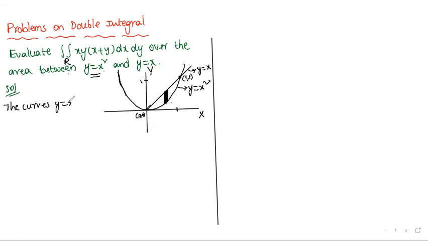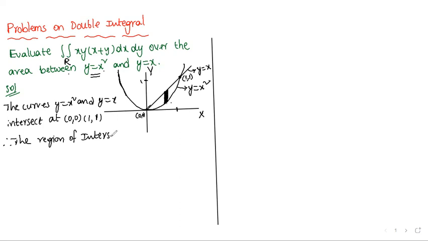Solution. The curves y is equal to x square and y is equal to x intersect at the points 0 comma 0 and 1 comma 1. Therefore the region of integration is 0 less than or equal to x less than or equal to 1. So x lies between 0 to 1.